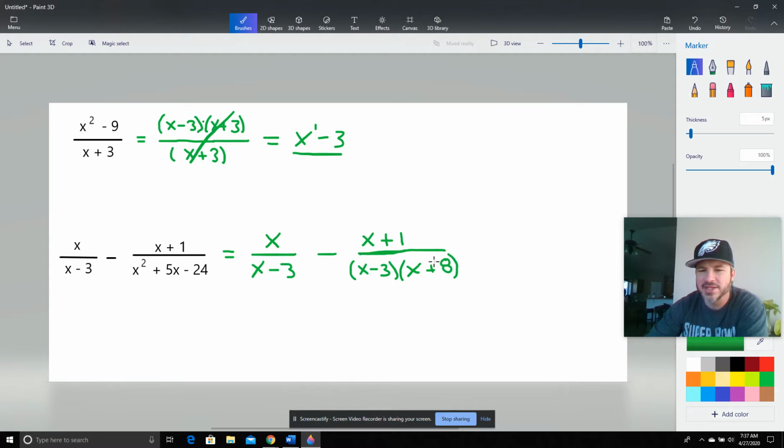So then when I see that, I'm like, oh, okay, all I got to do to this side is multiply it by x plus 8. And then I'd have a common denominator, right? With my common denominator being this x minus 3 chunk times this x plus 8. Okay, on the left fraction, I'm going to keep that x, but then I'm going to multiply it by the piece that I'm missing, which is the x plus 8.